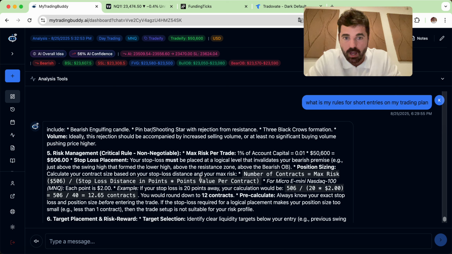So I only risk 1% of my capital per trade, and this is my capital, 50,000. And so it will say 12 mini contracts for this trade idea.